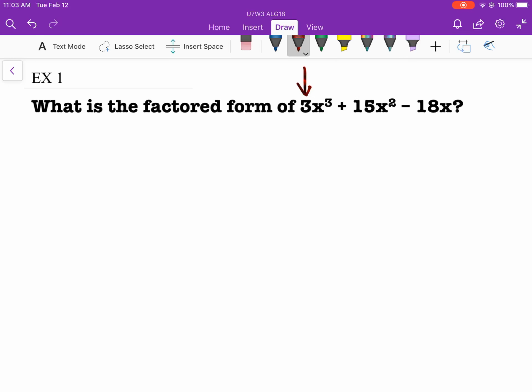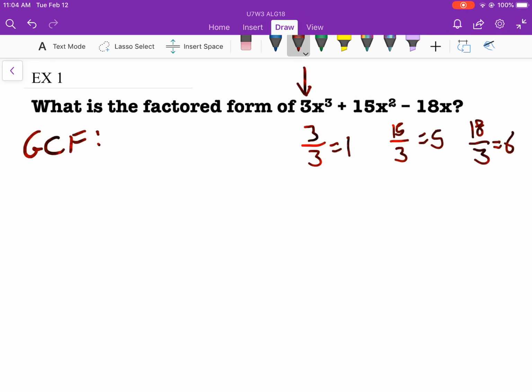The first thing we always want to do is look for the GCF and see if it has one. If you notice, all three of those numbers are divisible by 3, because 3 divided by 3 is 1, 15 divided by 3 is 5, and 18 divided by 3 is 6. And they also all have an x, so we can say the GCF is 3x. Write that out front.